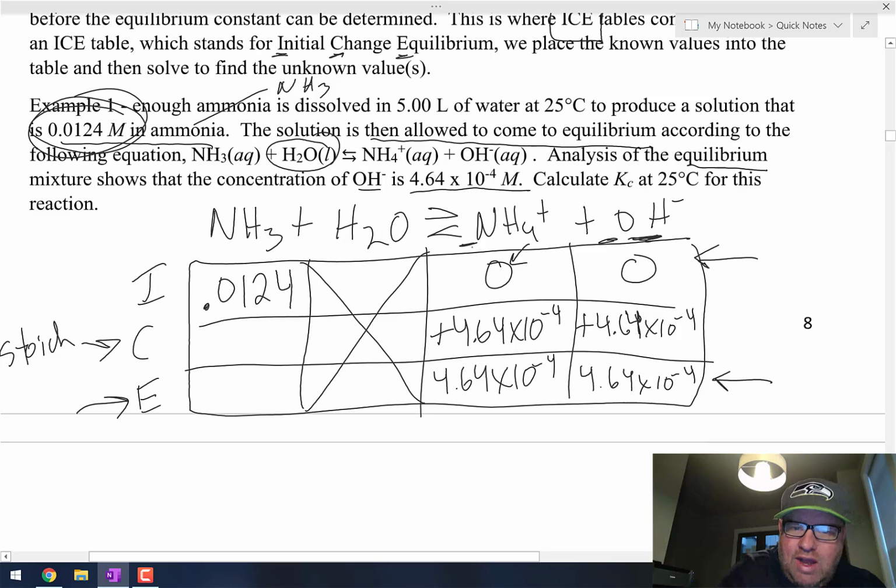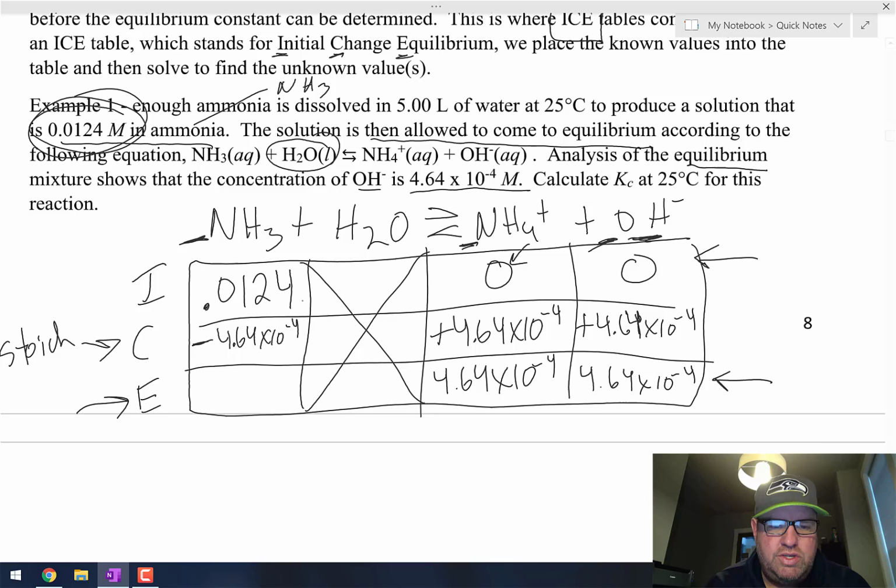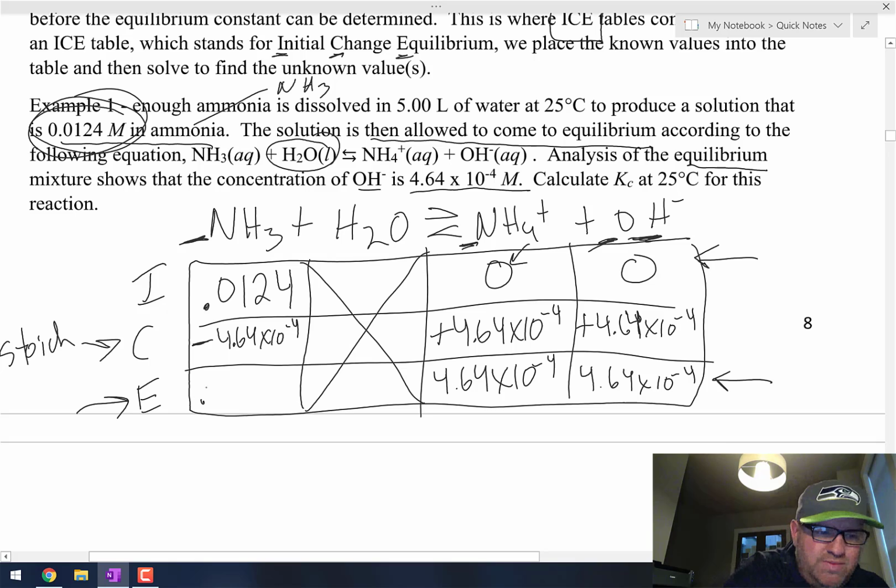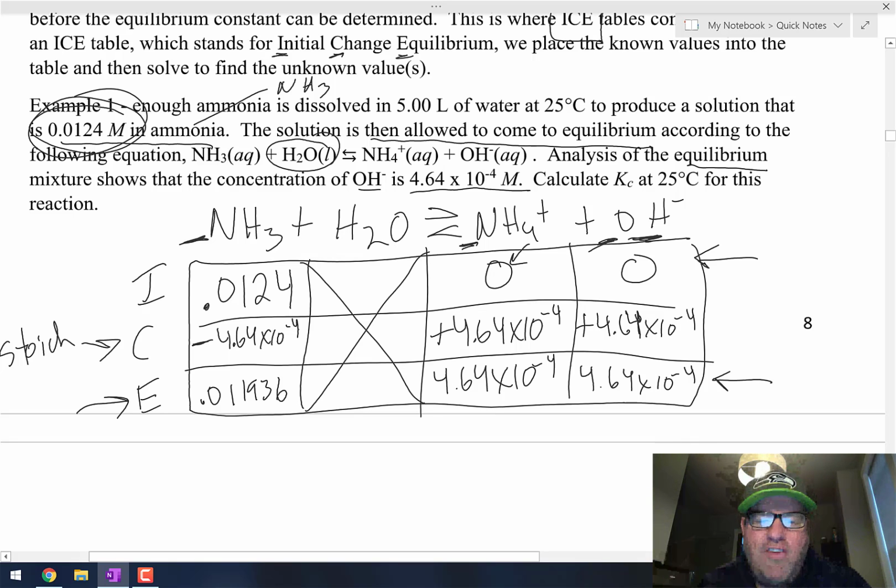And then if these two both went up by 4.64 times 10 to the minus fourth, and there's one ammonia here as well, then it had to have gone down by that same amount, 4.64 times 10 to the minus fourth. And so for my equilibrium value, I'm going to take 0.0124 minus 4.64 times 10 to the minus fourth, and I get, and I don't need to put in scientific notation, 0.011936, and I'm not worried about significant figures here. Okay, and so now I have my equilibrium values.